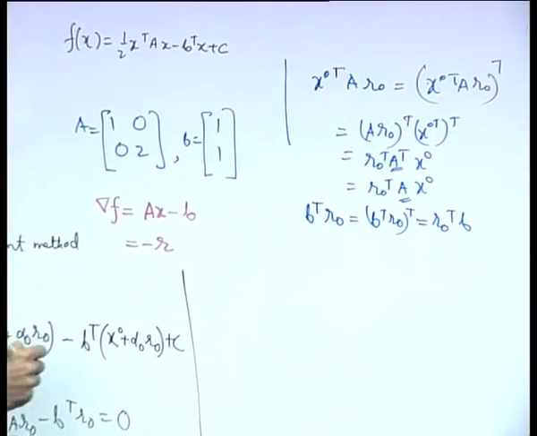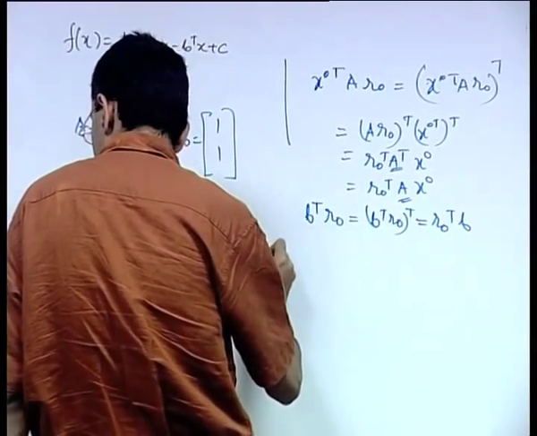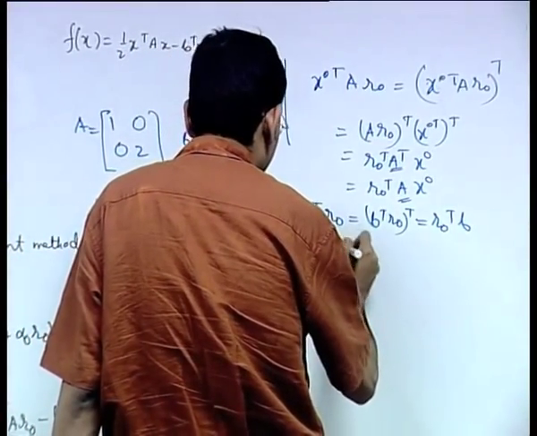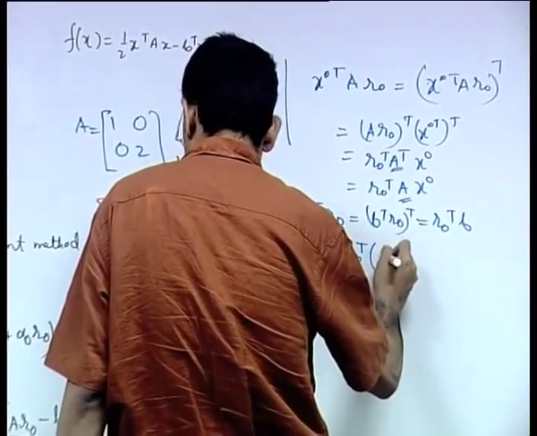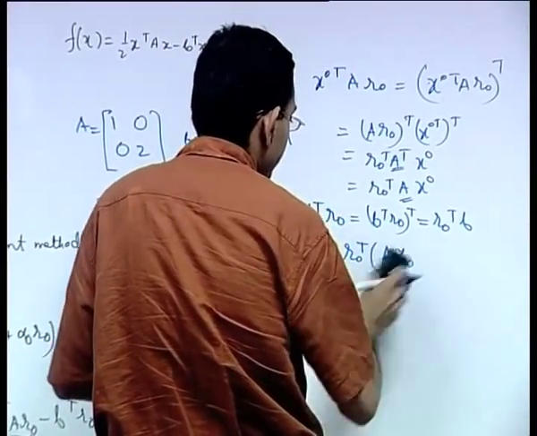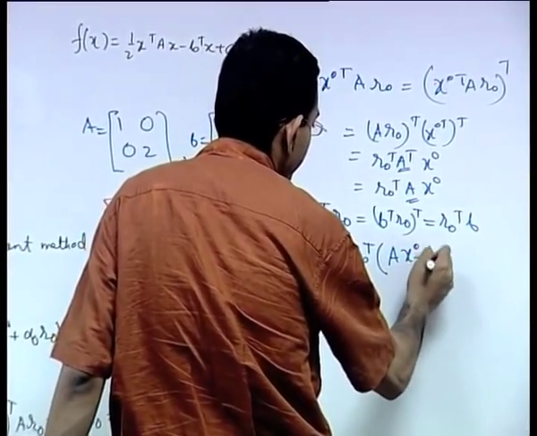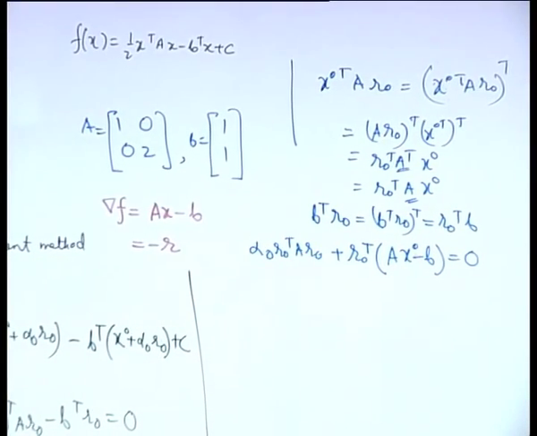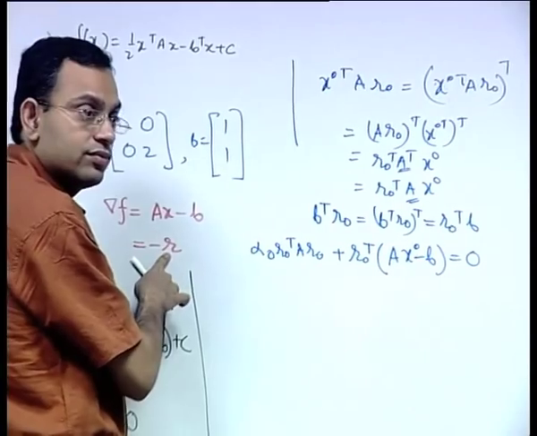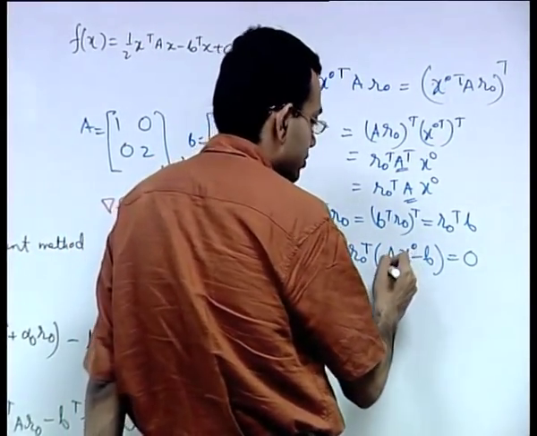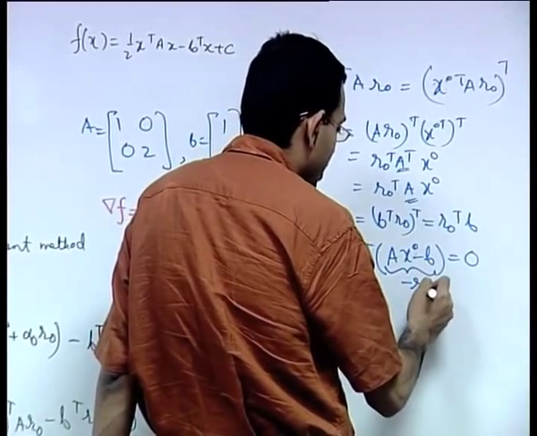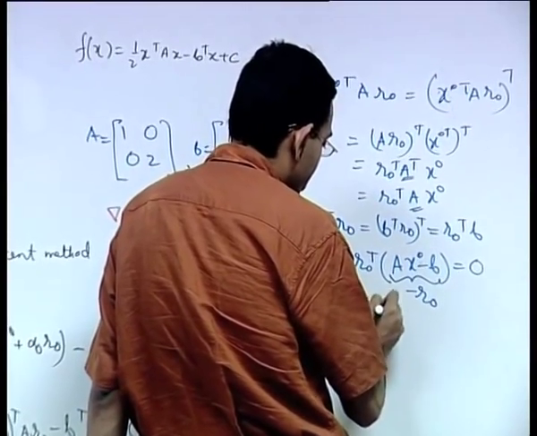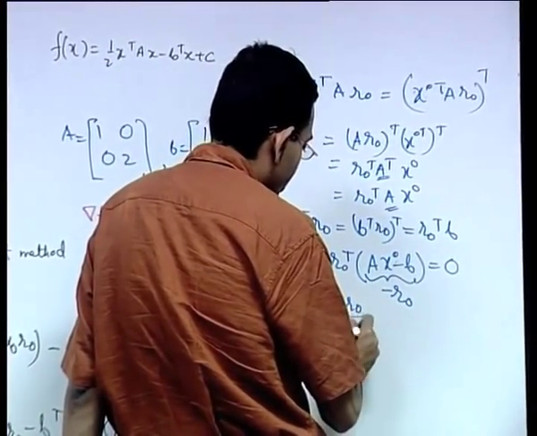So if you combine all these, what you get is alpha 0 r0 transpose A r0 plus r0 transpose A x0 minus b, equal to 0. What is A x0 minus b? That is equal to minus r0, because Ax minus b is minus r. So this is minus r0. Therefore alpha 0 is r0 transpose r0 by r0 transpose A r0.